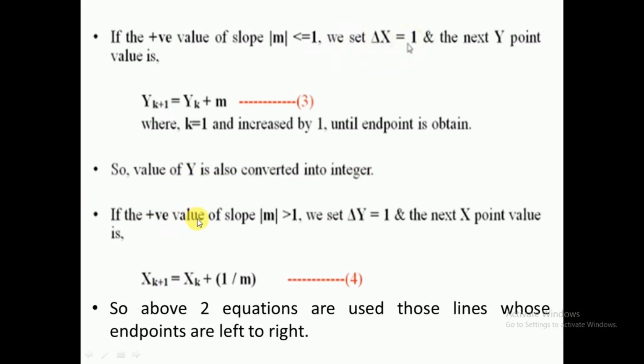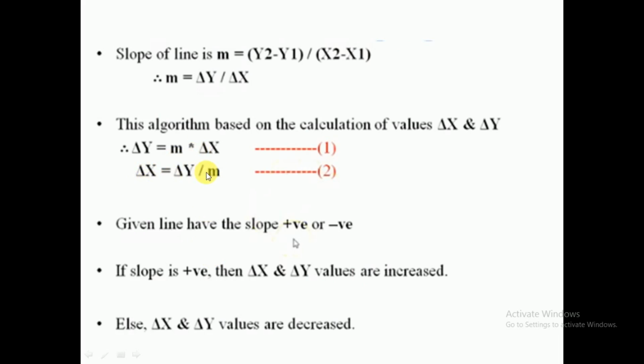If the positive value of slope m is greater than 1, then delta y, at that time you are drawing a line like this, always you are incrementing in y, but you will get a confusion in x. That is why delta y, then x you have to calculate. That is xk+1 equal to xk plus 1 by m.